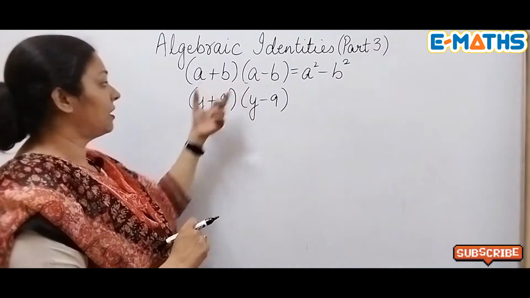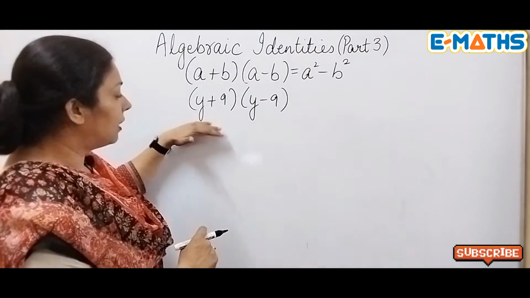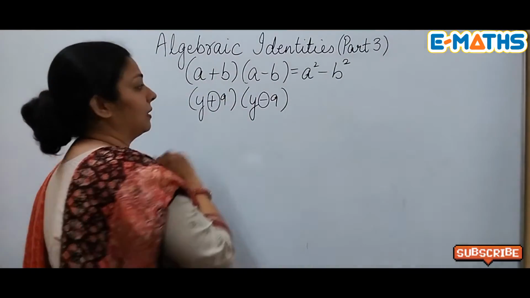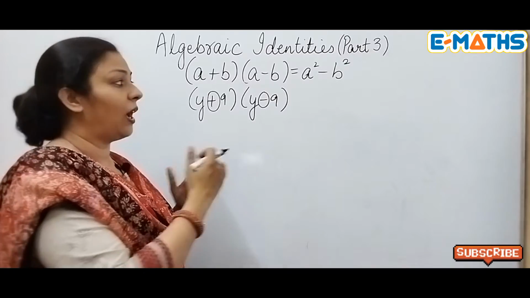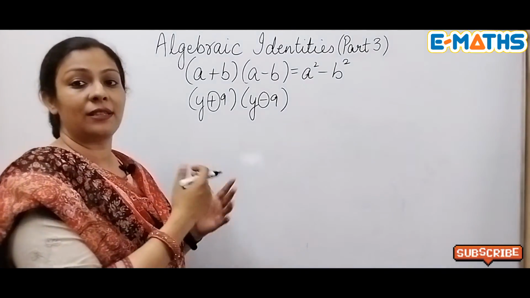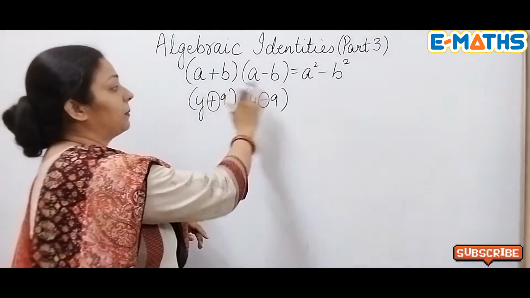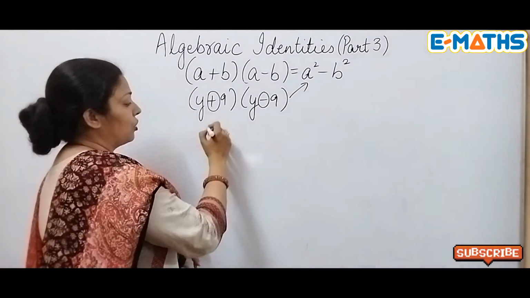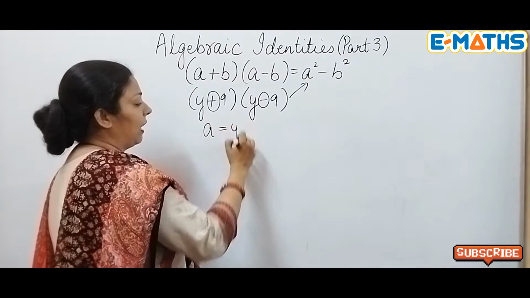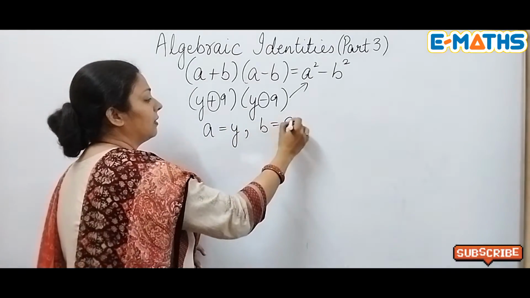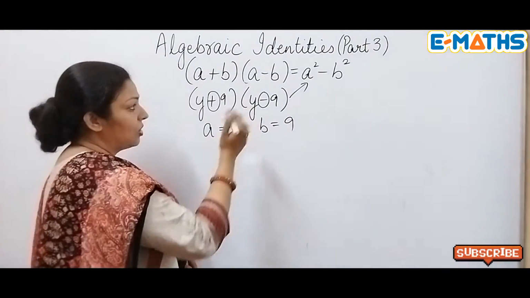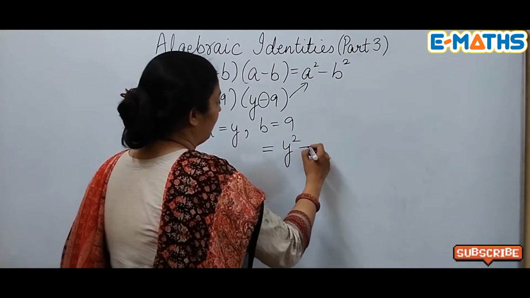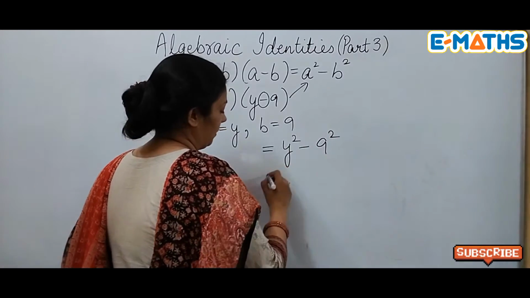So if your question is in this format, where you can see that the terms inside the brackets are the same, but we have different signs, plus and minus, then you are going to put up this identity and your answer is going to be in this form. When you compare here, your a is y and b is 9. So when you put it on the RHS, you will get y square minus 9 square.